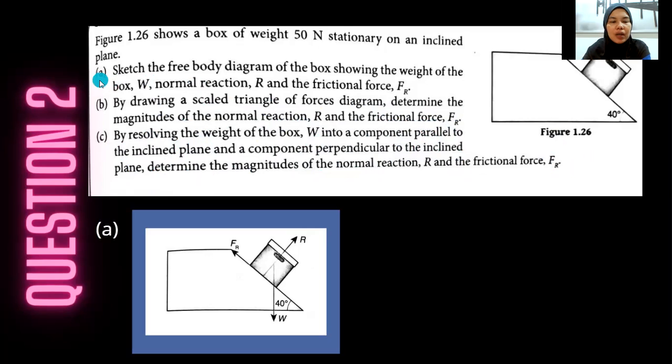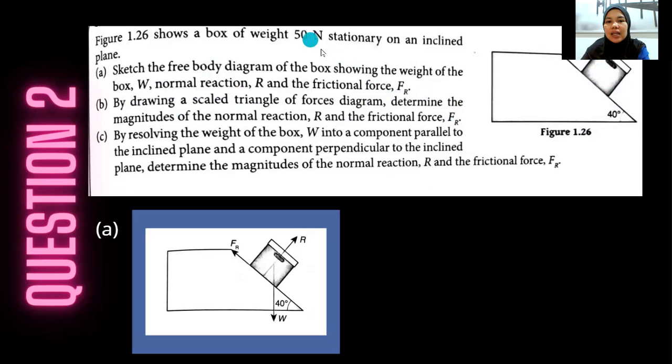Okay, we're going to solve question A first. You need to sketch the free body diagram. You need to resolve the force. Free body diagram, that means, in the question, they didn't show you any forces. So you need to find the forces based on the statement given here: weight of the box, normal reaction, also frictional force. It's normal for an object on an inclined plane, it will move downward. Is that correct? I think you all agree.